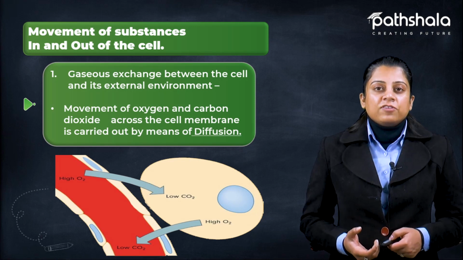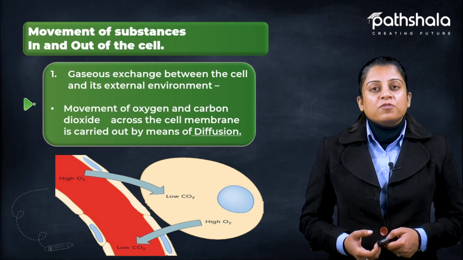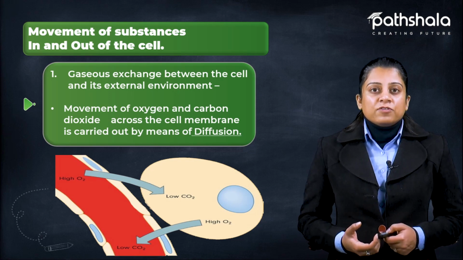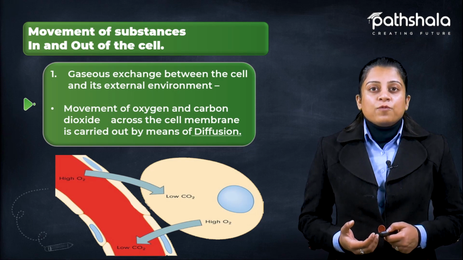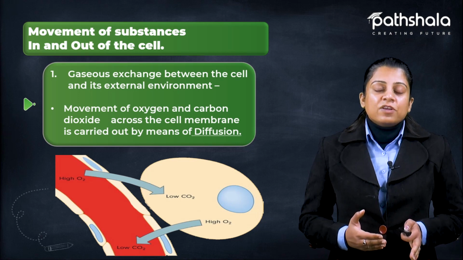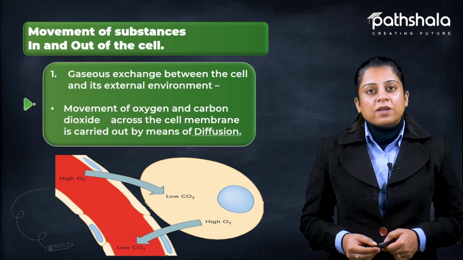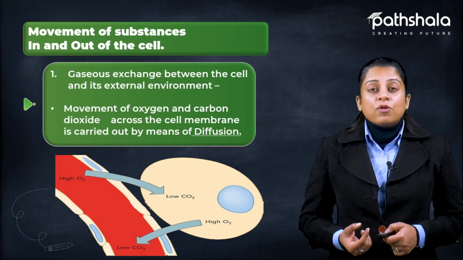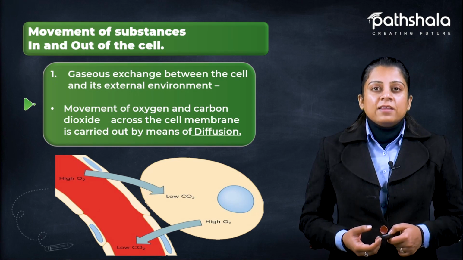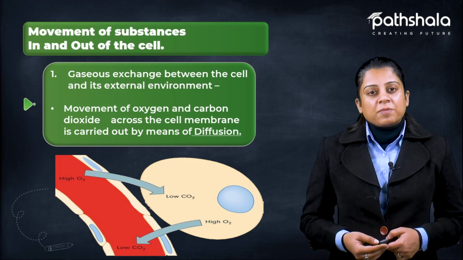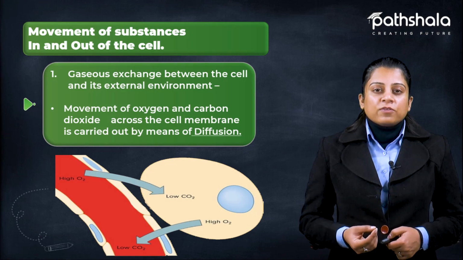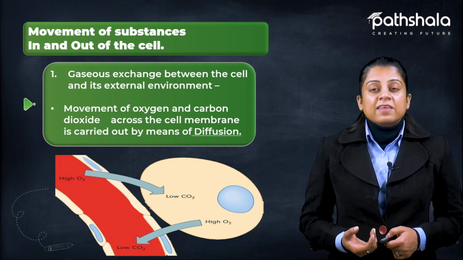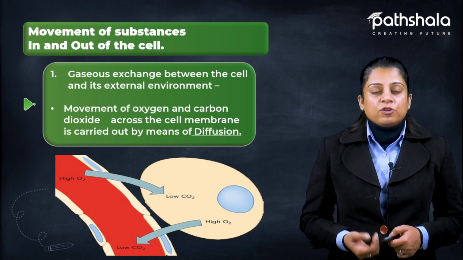This gaseous exchange actually takes place by the process of diffusion. Diffusion is a process in which substances move from a region of higher concentration to a region of lower concentration, and the particles are very small in size, so they can easily diffuse through the plasma membrane. So movement of oxygen and carbon dioxide across the cell membrane is carried out by means of diffusion only.